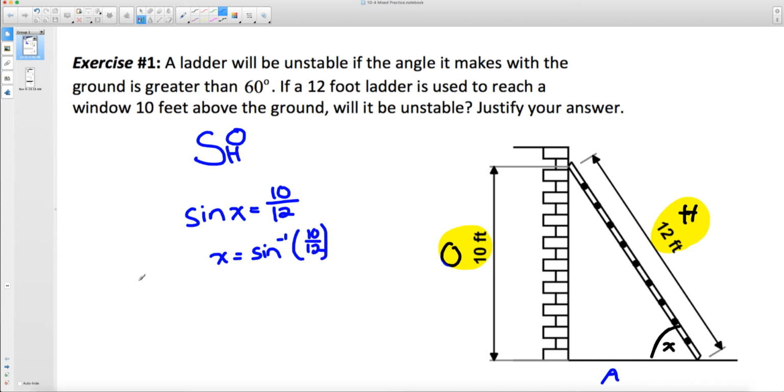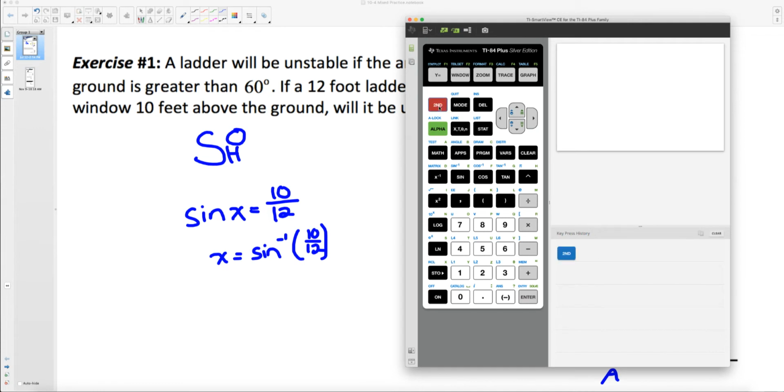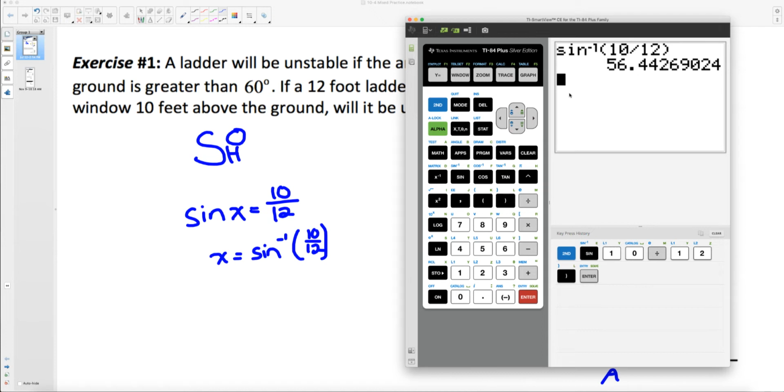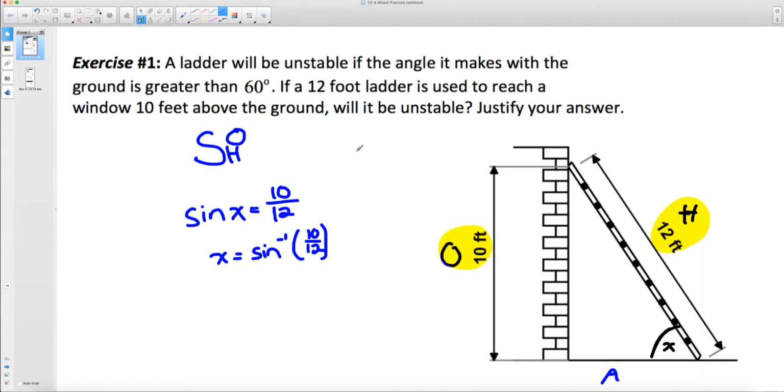We'll go to our calculator and type second sine of 10/12. It's coming up with the angle that gives us a ratio of 10/12, and that would be 56.44. And then we could say, all right, it's not going to be unstable because it is not greater than 60. So it is not unstable.